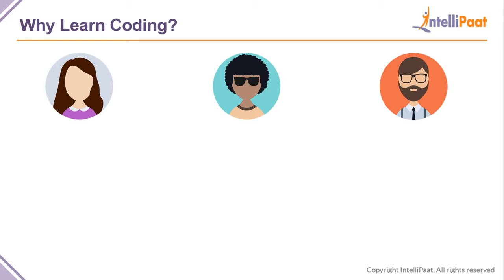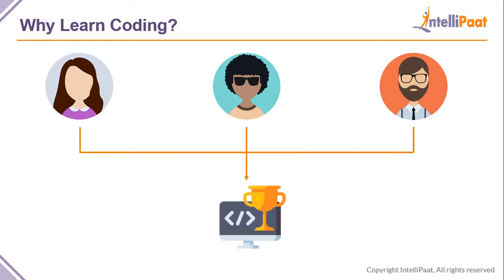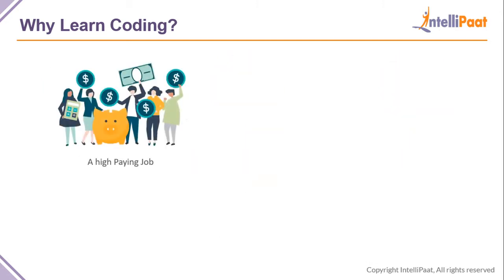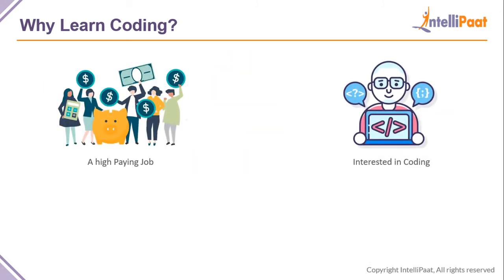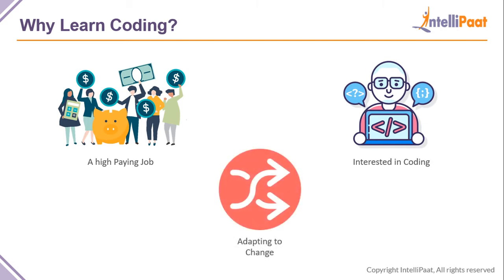So all these three people have the same goal in mind. They want to become better at coding. They want to become coders or programmers. At least they want to learn what coding is or how to work with coding. So these can be a few of the reasons why you would want to become a coder. Maybe you want to get a really high paying job. Maybe you're just interested in coding. Maybe you're learning coding to adapt to the change that's happening in the market.